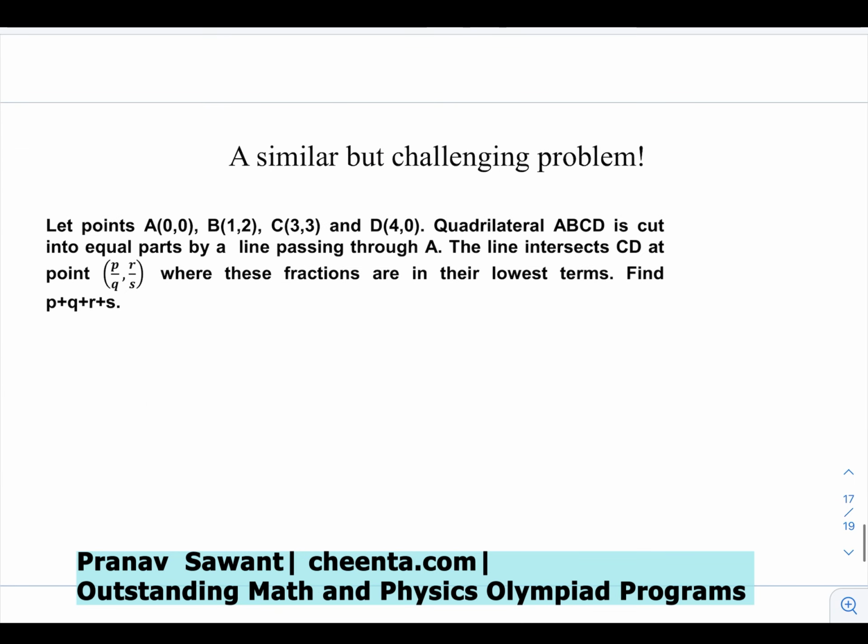Okay, perfect. So now we have a similar but challenging problem, and this is kind of like a more rigid problem in which you would have to use Pick's theorem. And there are a couple of ways to solve this. So one of them is using Pick's theorem, which is probably the easier method. I would recommend you to use that to kind of get a hang of Pick's theorem.